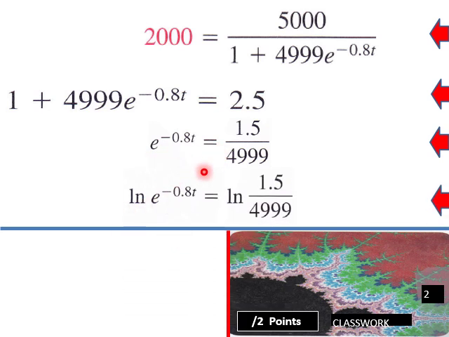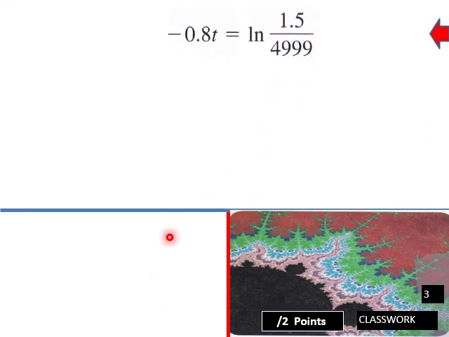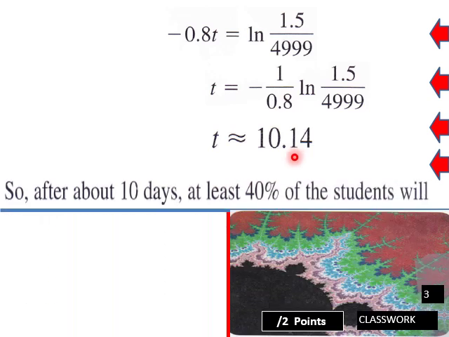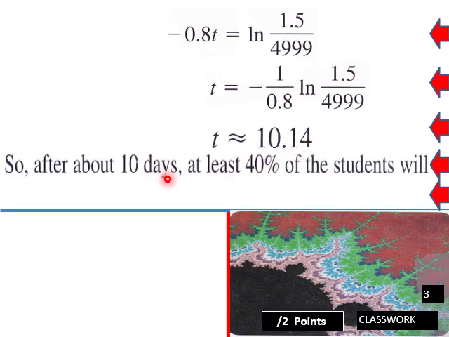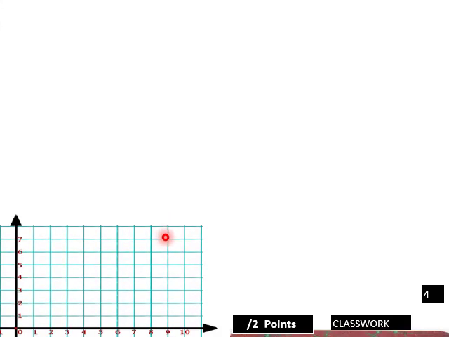And then we're going to take the natural log of both sides. When we do that, we have negative 0.8t equals natural log 1.5 over 4999 t. Now when we divide both sides by negative 0.8, we crank that out, we get 10.14. So our time will be after 10 days. You'll have at least 40% of students infected and classes will be canceled. So that would be how you would solve that.